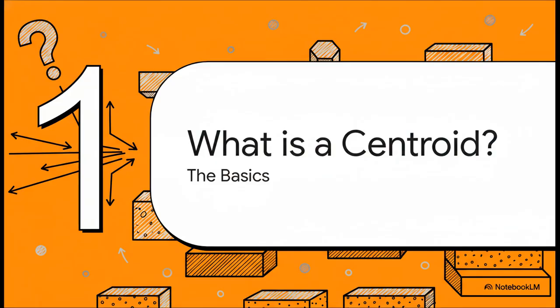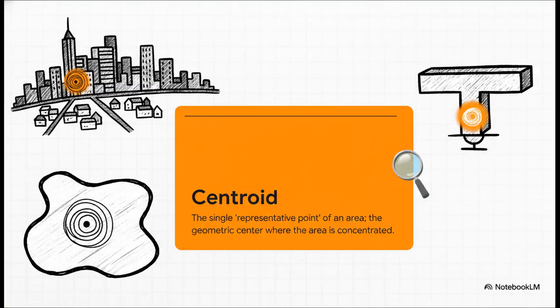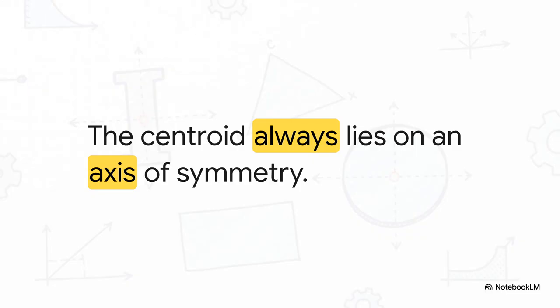All right, first things first, we have to build a solid foundation. So let's start with the most fundamental question of all. What in the world is a centroid? Well, put simply, it's the one single point that acts as the geometric center for an entire area. You can think of it like this. Imagine a huge, sprawling city. The city center is like its centroid. It's the single point that represents the whole area. For our purposes in engineering, it's the point of balance, the spot where we can pretend the entire area is concentrated.